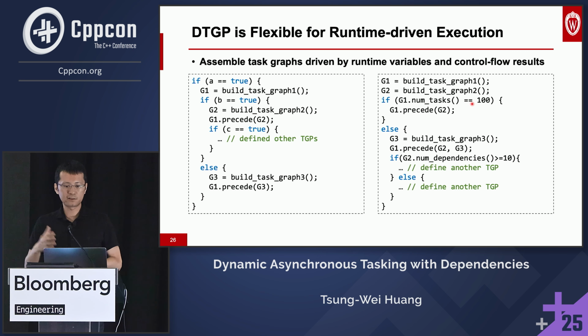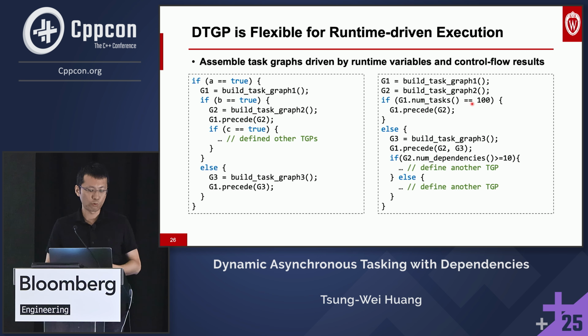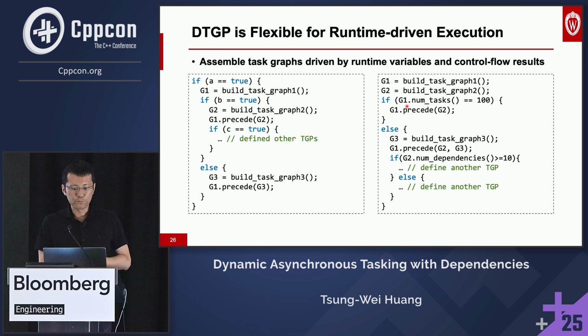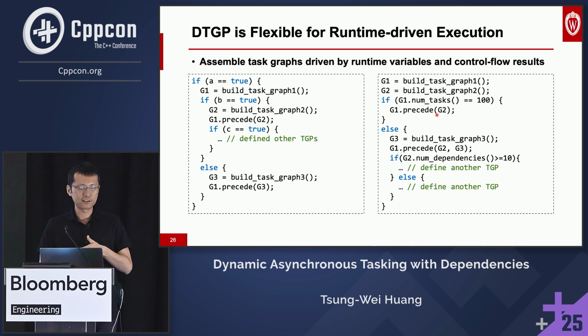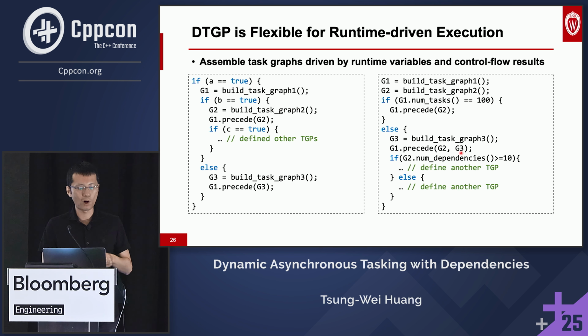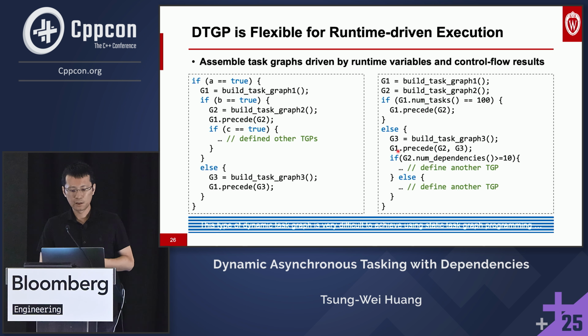Similarly, this can also depend on the task graph structure that comes as a runtime variable. If G1, task graph number 1, has 100 tasks in the graph, I am going to create a task graph G2 and ask G2 to run after G1. Otherwise, I am going to build a new task graph G3 and ask both G2 and G3 to run after G1. This type of dynamic task graph parallelism is very difficult to achieve if you are using static task graph programming, simply because you cannot decide the task graph structure upfront.